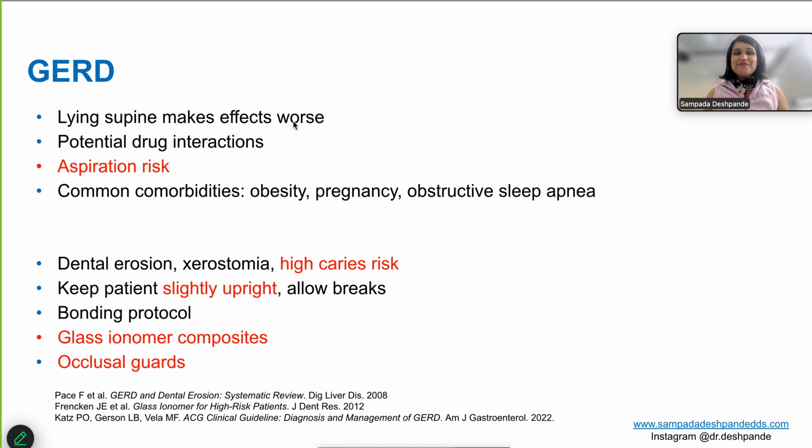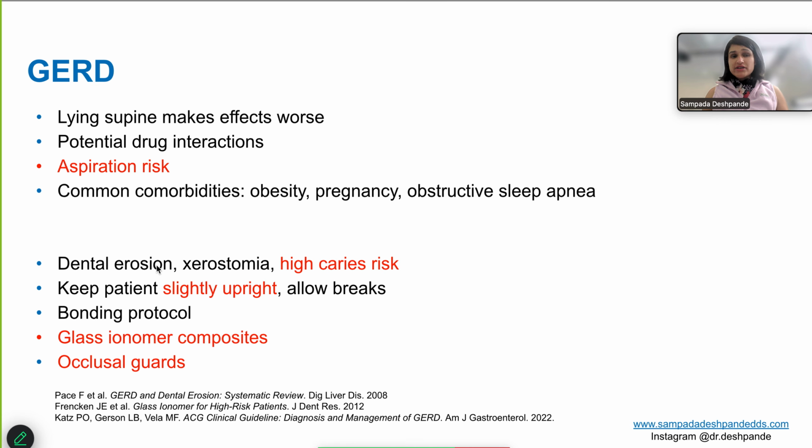Ask any pregnant individual, they will tell you, because 50% of pregnant women have had GERD at some point during their pregnancy, particularly the third trimester. So they will tell you lying supine makes everything worse. Always have them at an incline or have them sit up.